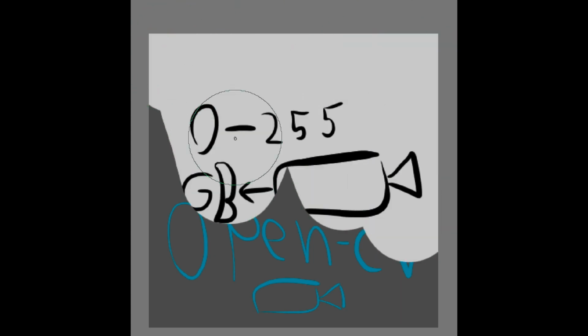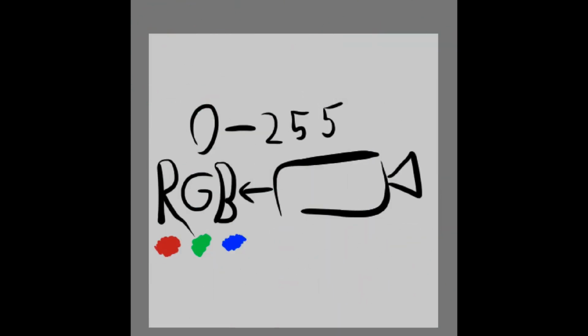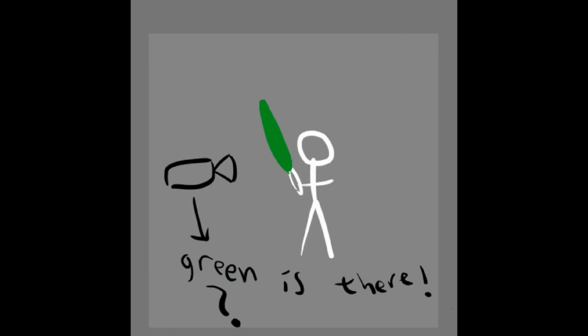The camera gives us a 2D array of pixels, each having a red value, green value, and blue value, which all range from 0 to 255. So using this information, I decided to use a green foam sword for this project, because the color green is very distinct from most backgrounds, and so it should be relatively easy to detect.